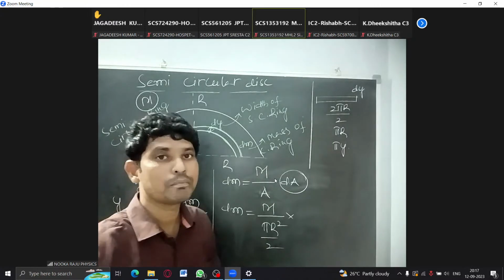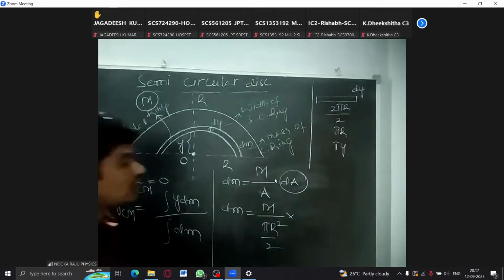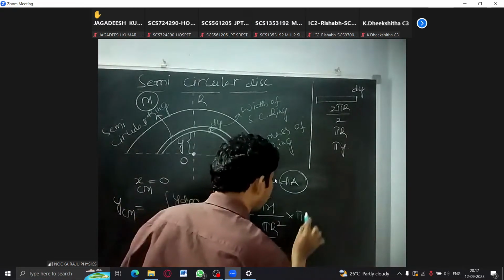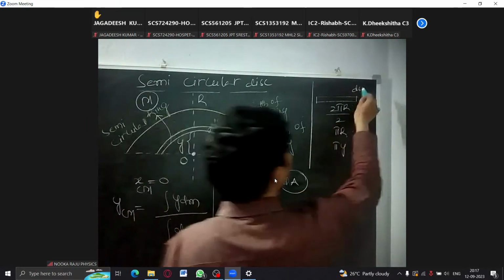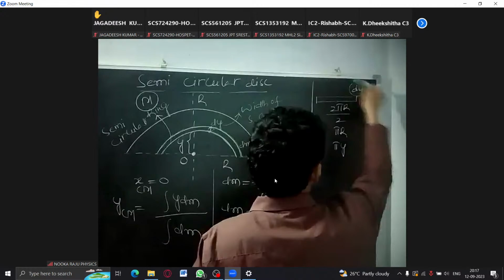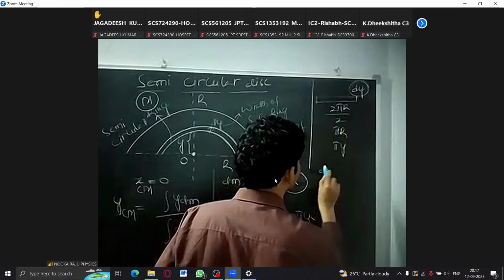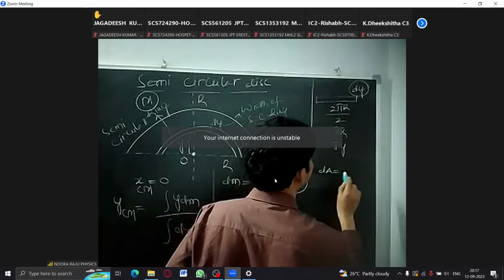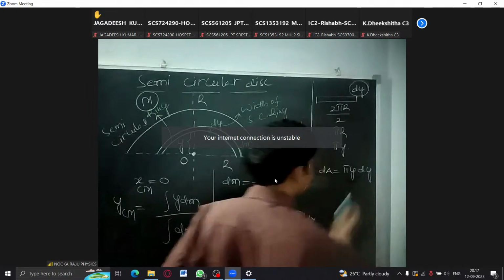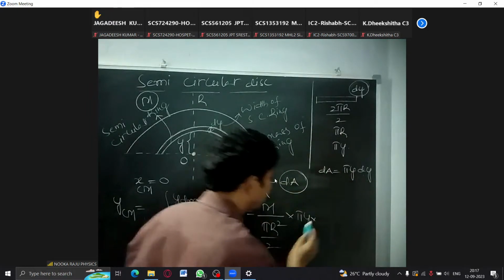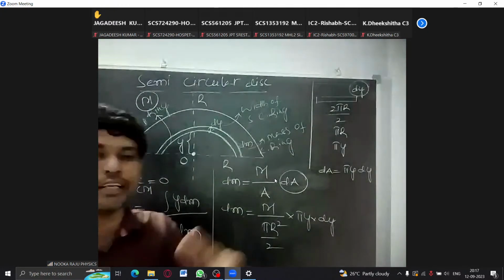Yes, sir. Now, how can we calculate the area? Area is nothing but, just try to understand, pi into y into dy. So side into side means this is width, this is length. So simply we can write area, dA, equals pi y into dy. This is the value of dm. Please write them, everyone.